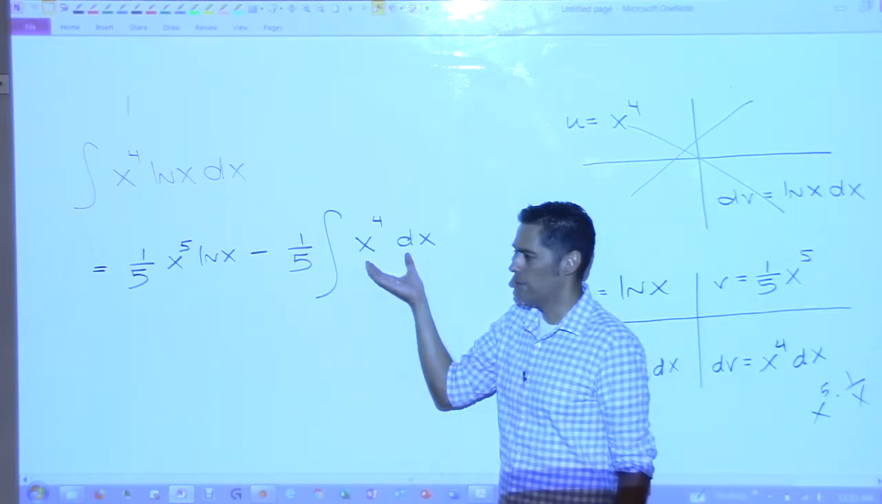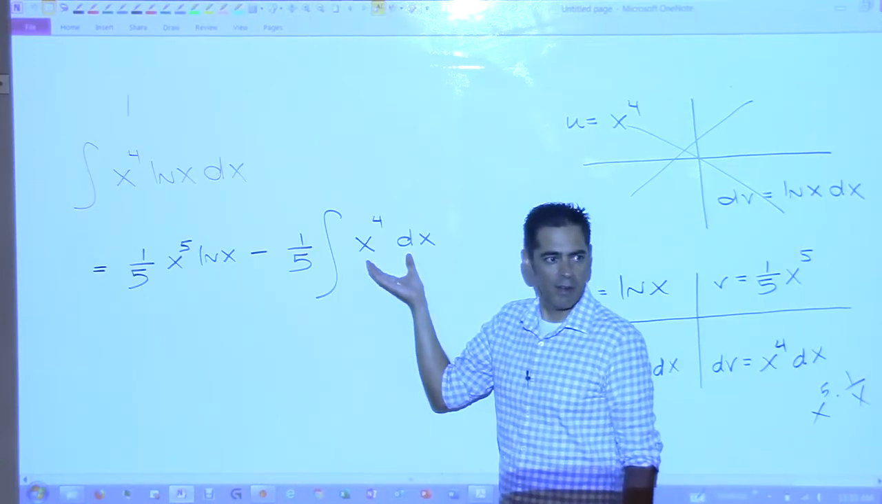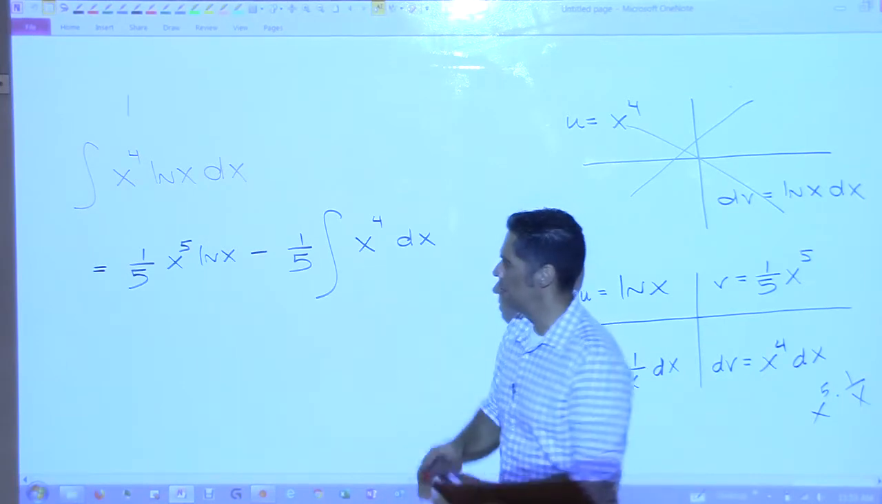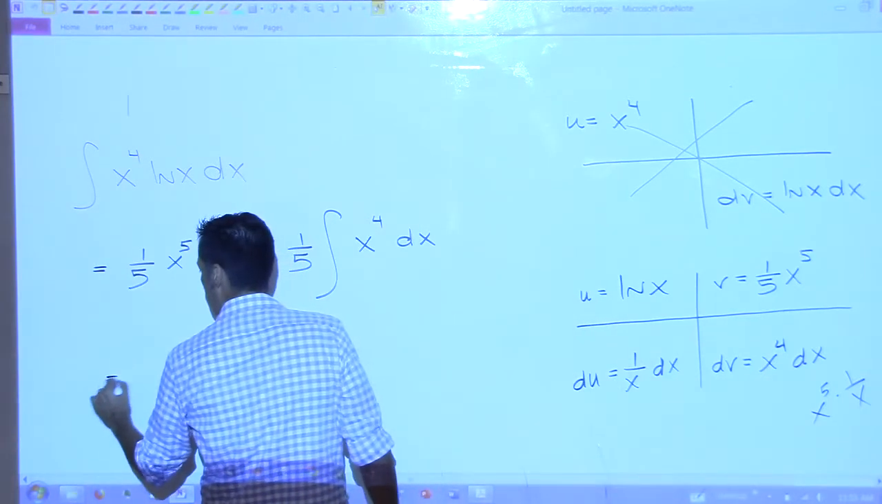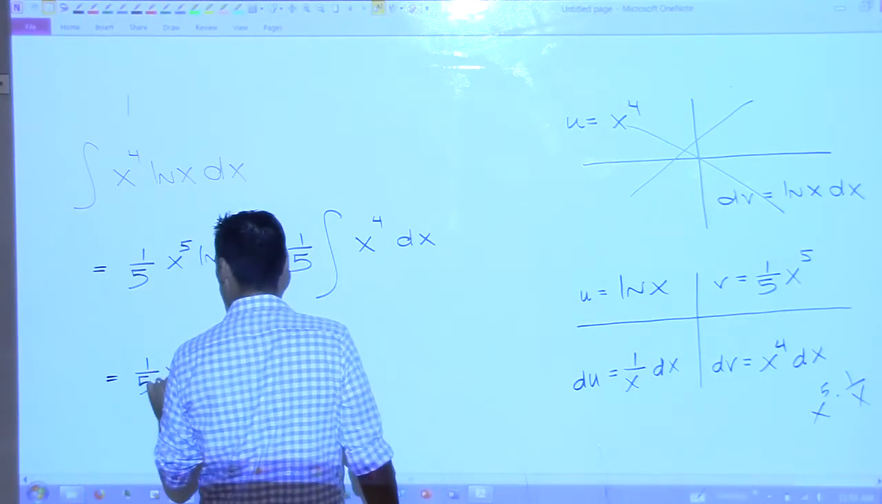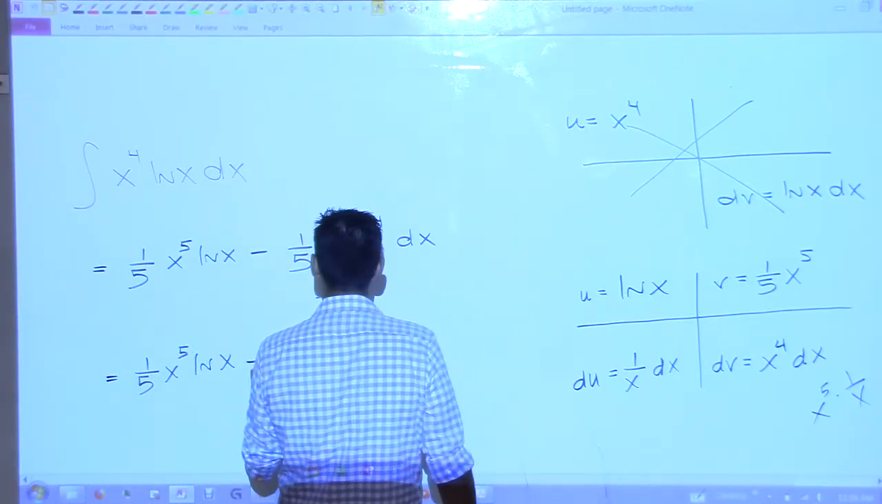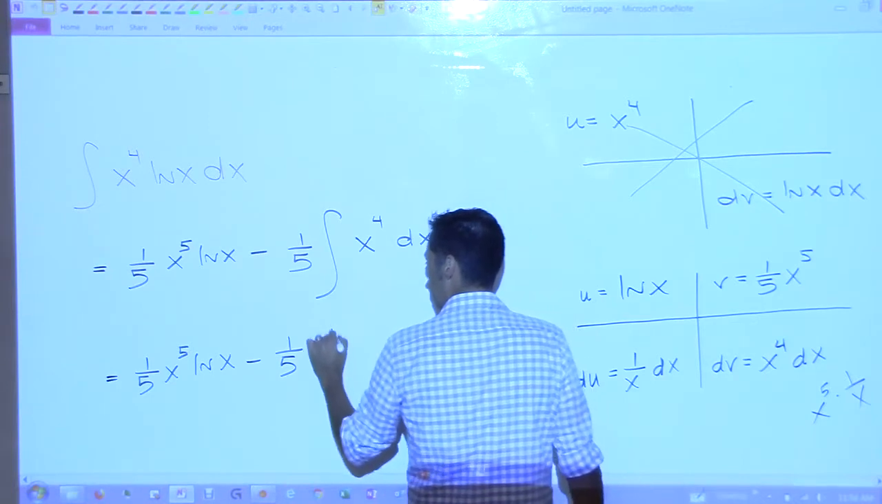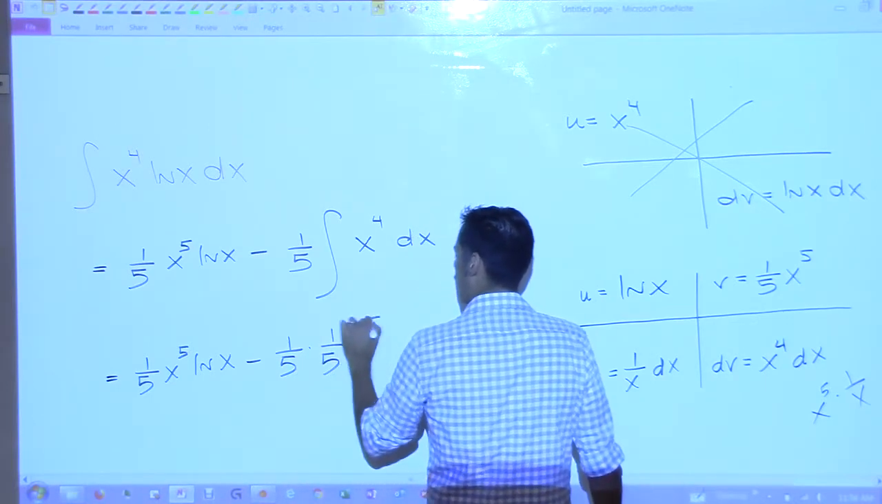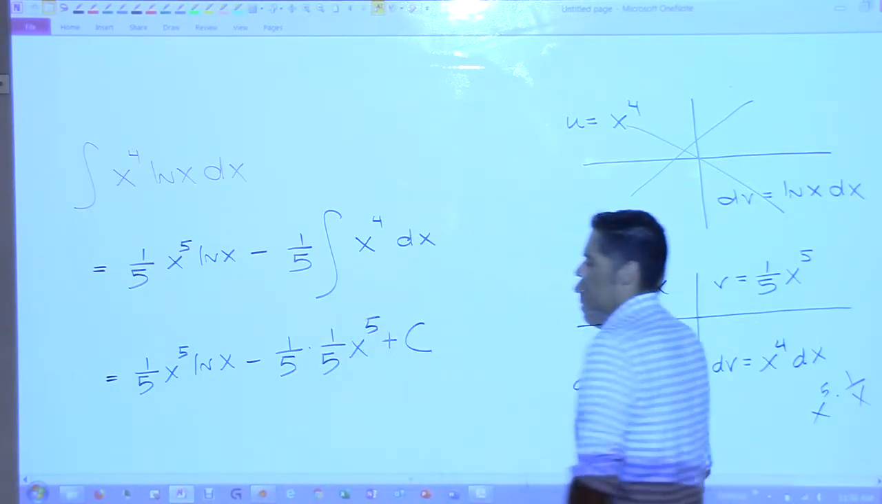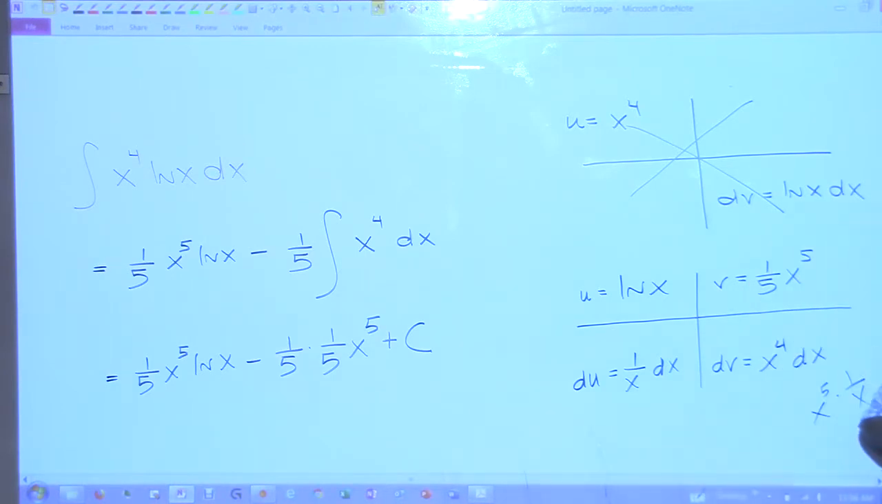x to the fourth. Yes, we can. We don't need any more integration by parts. We're there. We've made it. The promised land is straight ahead. What is the antiderivative of x to the fourth? 1/5 x to the fifth plus some constant. And that'll turn out to be like 1/25 x to the fifth.